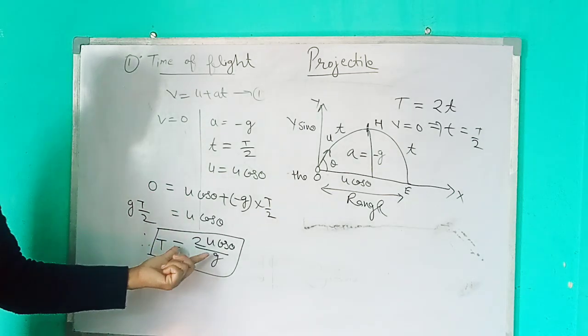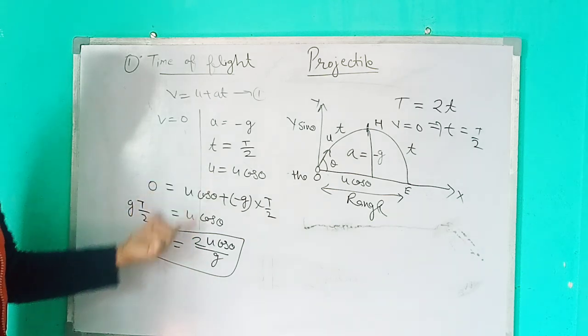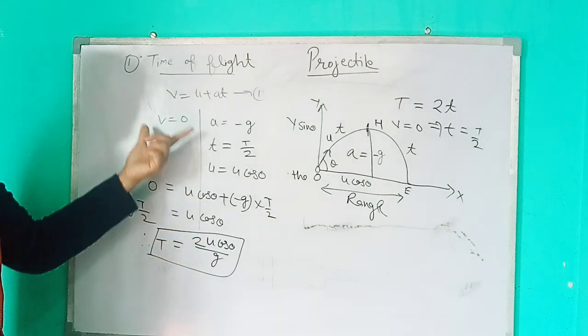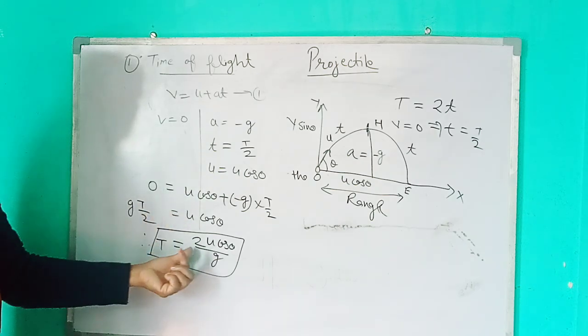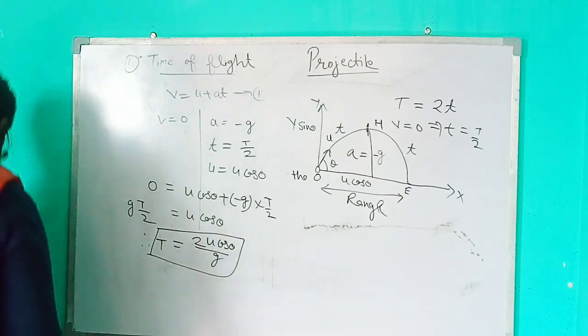You have to do some numericals according to this. When they have given some numerical on how to find time of flight, then T is equal to 2u cos theta over g. This is the first point.